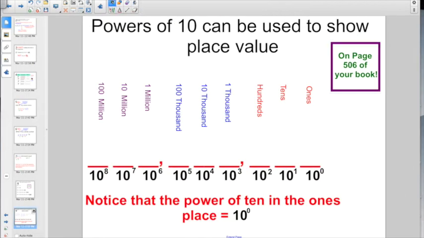Powers of 10 can also be used to show place value. Remember, 10 to the 0 power is your ones place. 10 to the 1st power is tens. 10 to the 2nd power is hundreds. 10 to the 3rd power is your 1,000 group. 10 to the 4th power is your 10,000 group. The trickiest one is, remember that the ones place is 10 to the 0 power.